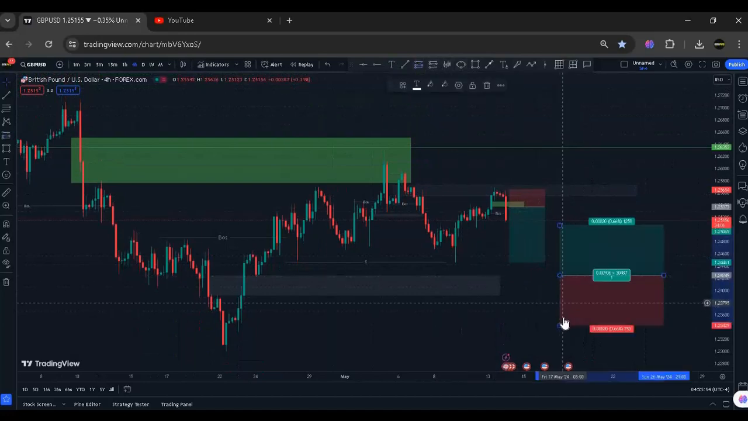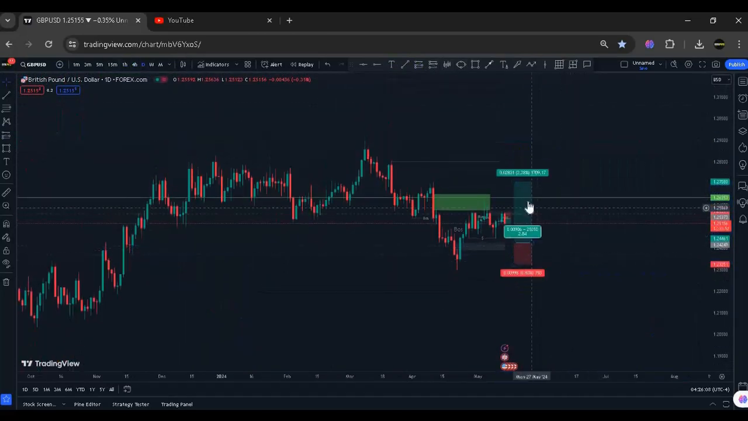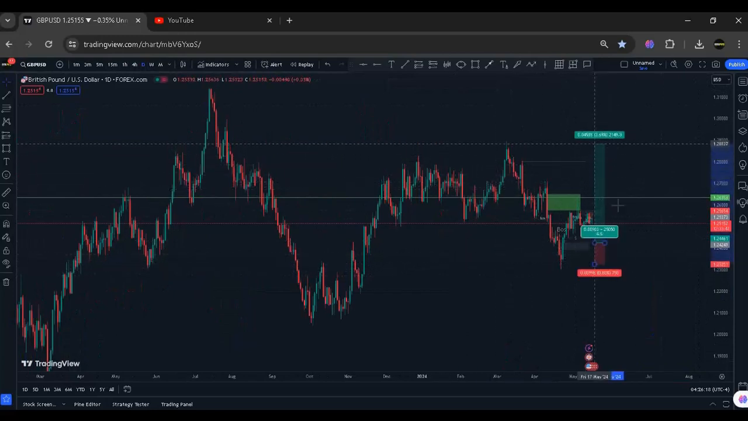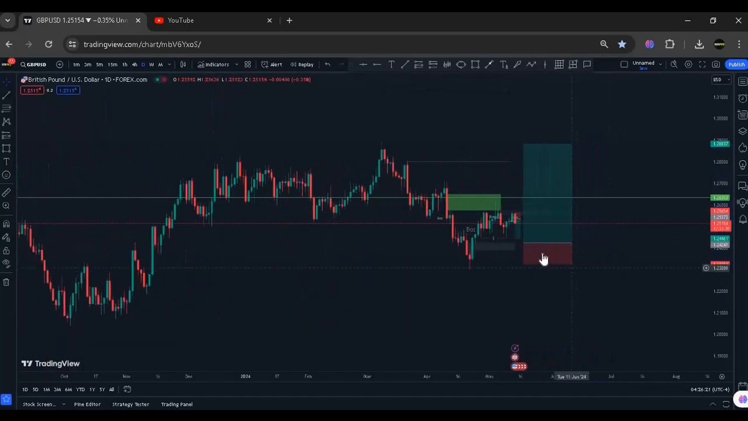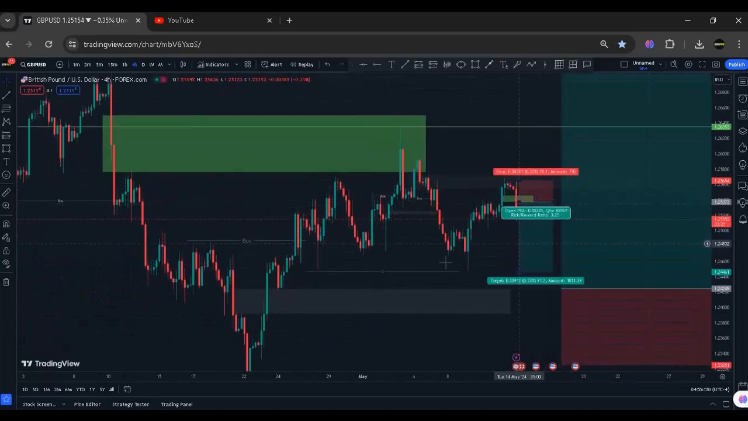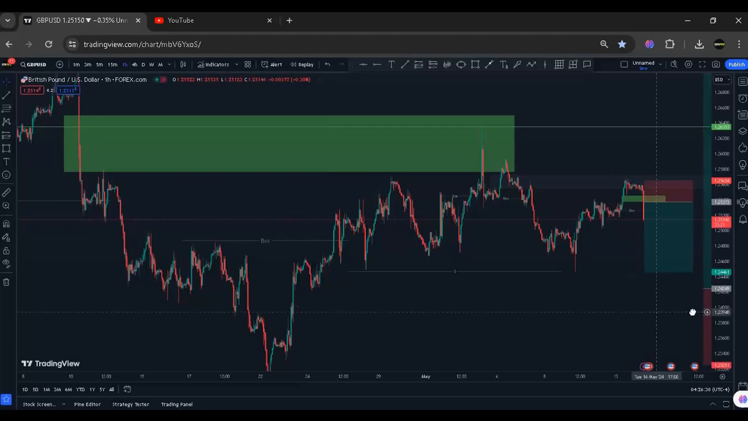I'm looking to buy price in this area, like that. Ultimately I'm looking to buy price in this area. Oh, since we mitigated that, I'd even say up to this level like that. Ultimately I'm looking to buy price in that area, but in the short term I'm looking to sell into these relative equal lows. So that is that.